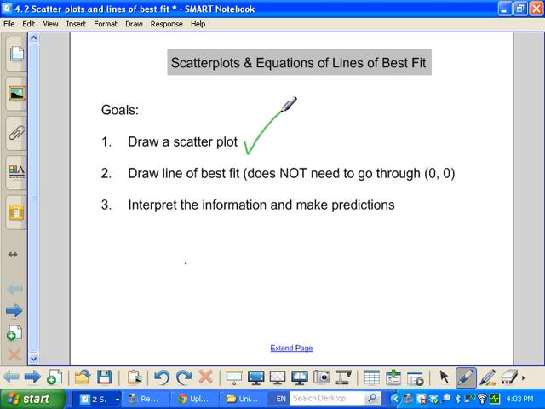Hopefully by now you know how to draw a scatter plot. Choose the correct axes, label them, okay? Choose a scale that fits everything and uses everything efficiently. We can draw the line of best fit. Now this point in brackets kind of makes sense, okay? Let's look at some of our examples.